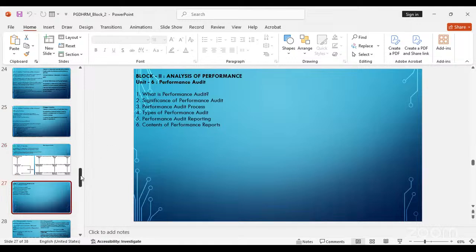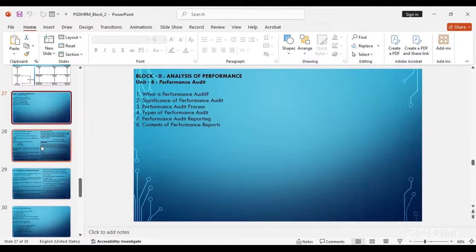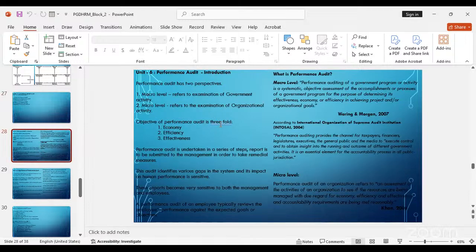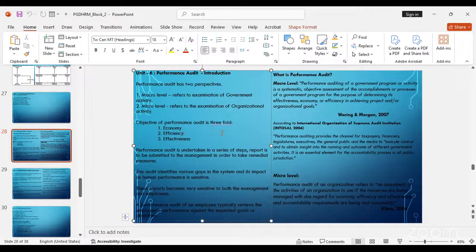There is one small topic called performance audit, which is covered in block 3. It includes auditing. There are three objectives: improving efficiency, effectiveness, and economy. These are the three aspects of performance auditing. It can be done at micro level as well as macro level.